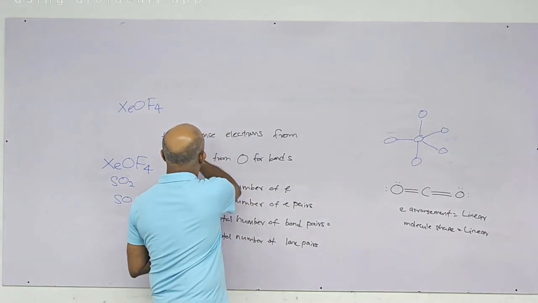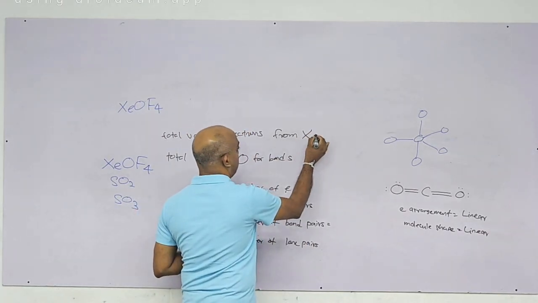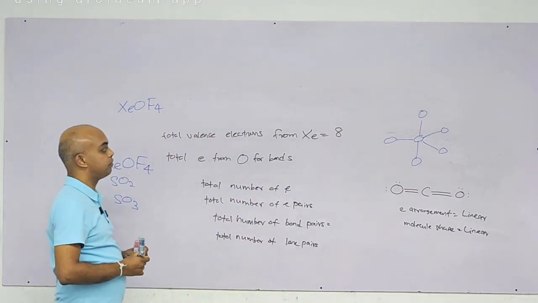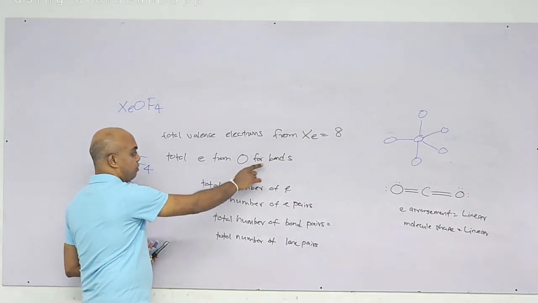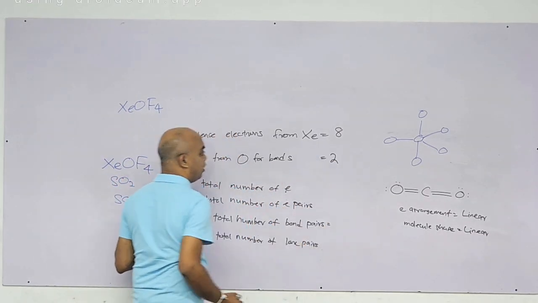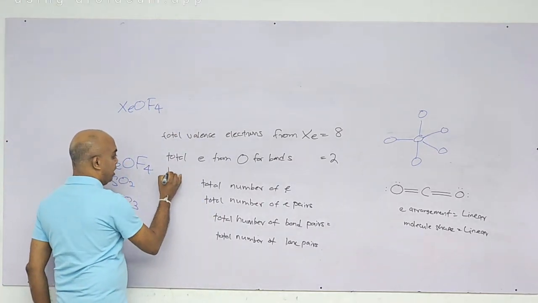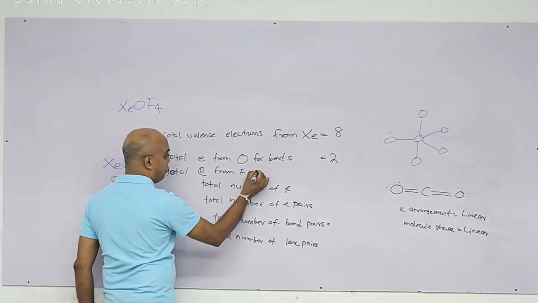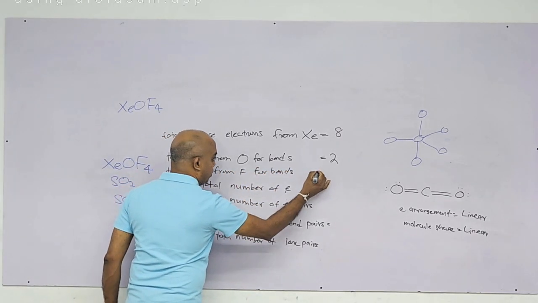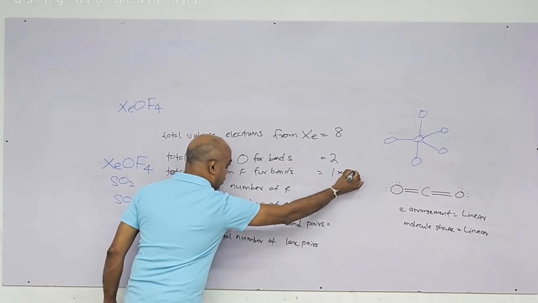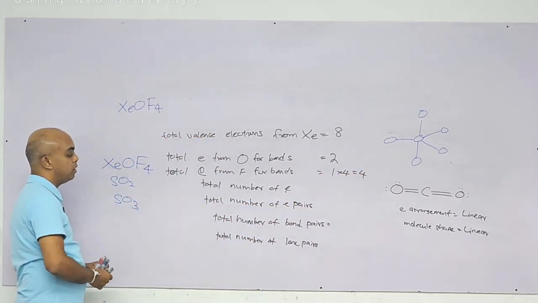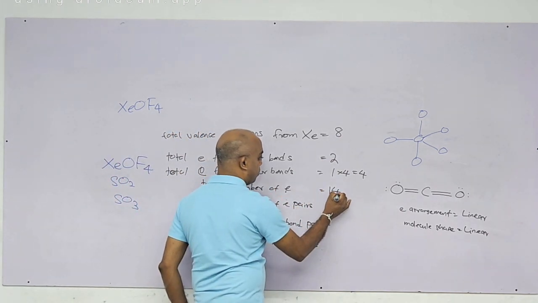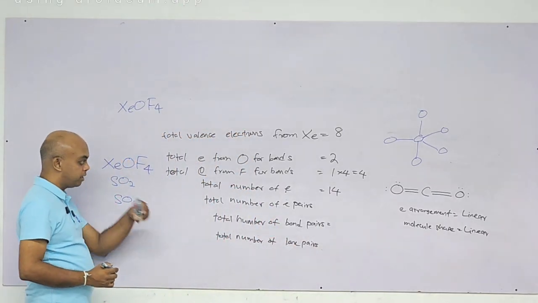Total valence electrons from XeOF4. Xenon is in the 18th group, so it is giving out 8 electrons. Total electrons from oxygen for bonds, that is 2. Then total electrons from fluorine for bonds, that is 1 into 4, that is 4. Total number of electrons is 14.